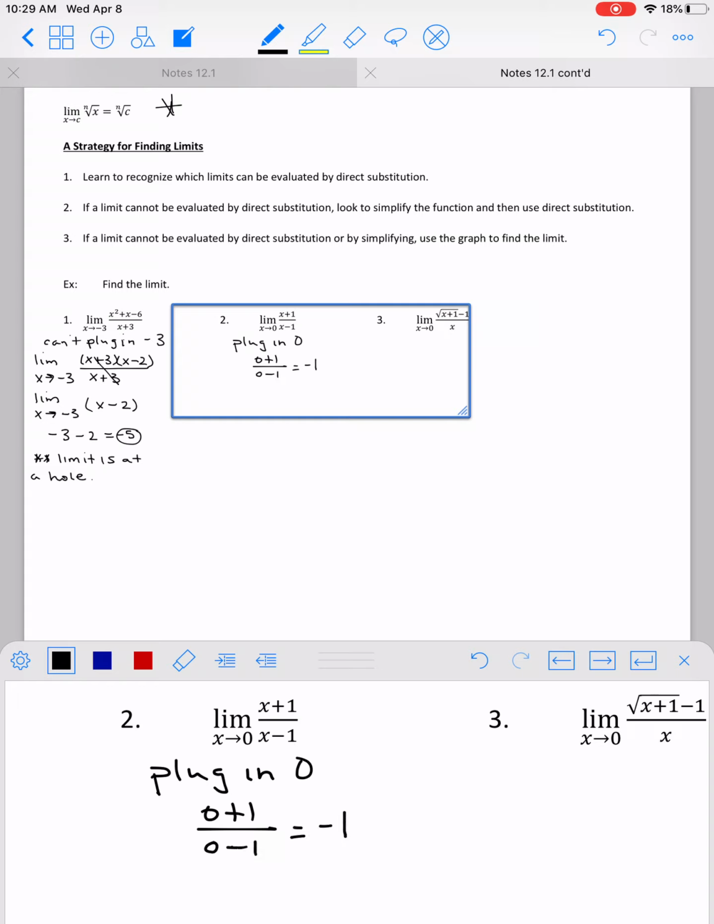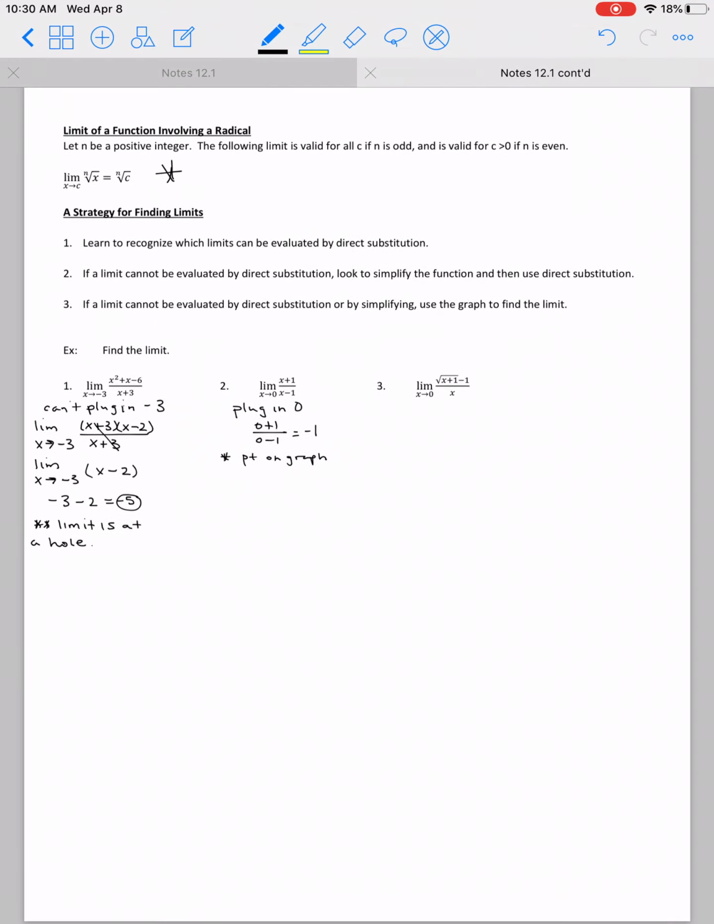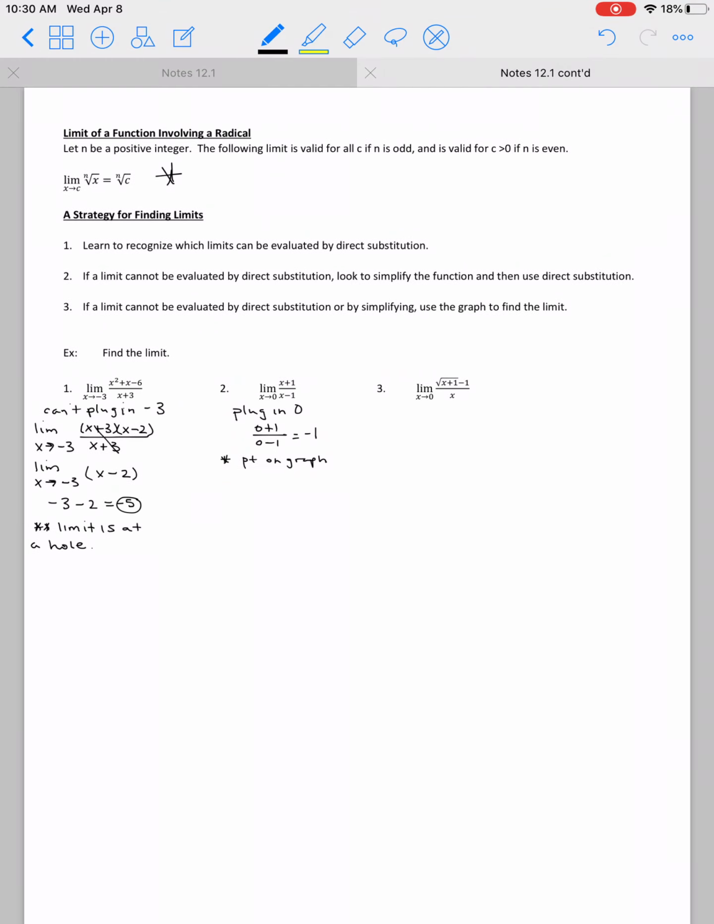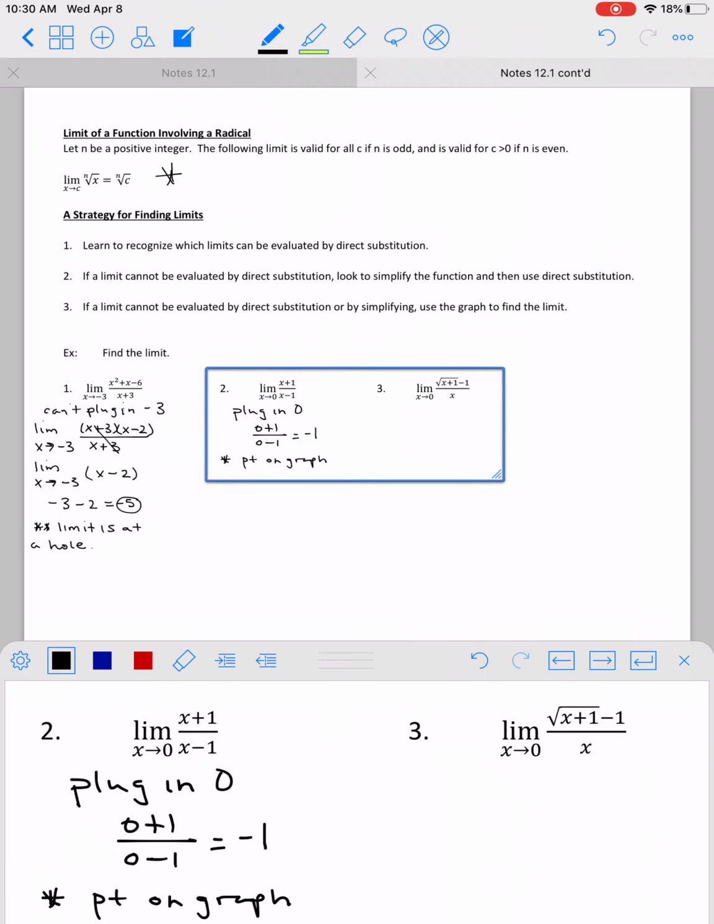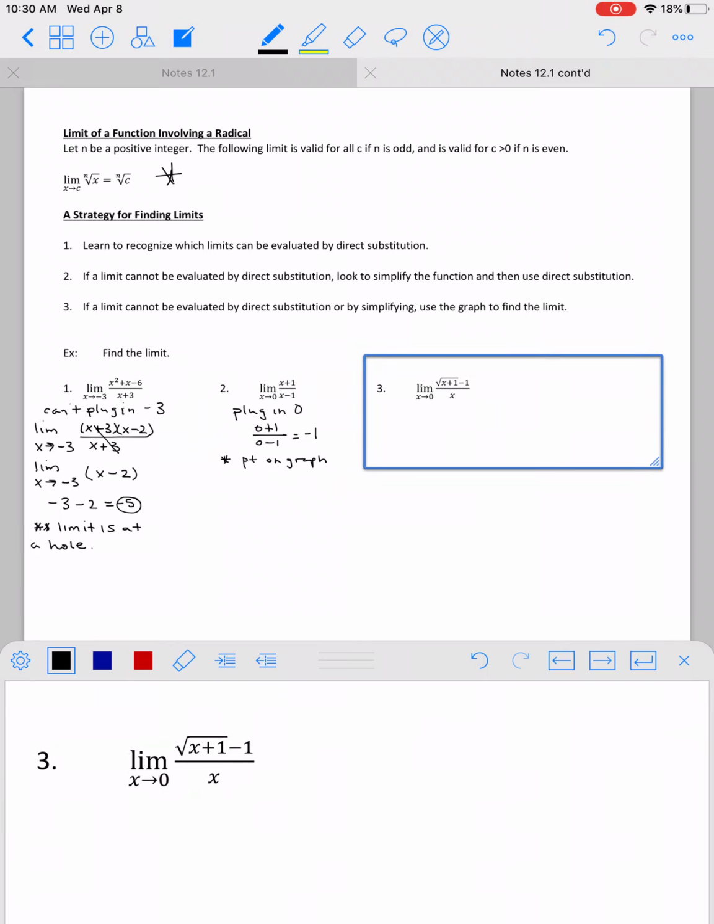And you do not need to carry the limit notation once you plug it in. And again, this is a point on the graph. You do not have to write that. I'm asking you for what the actual limit is, but I just want to keep referencing that so you can see what we're doing and why that's important.